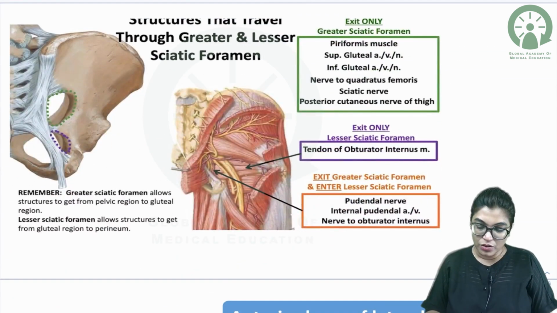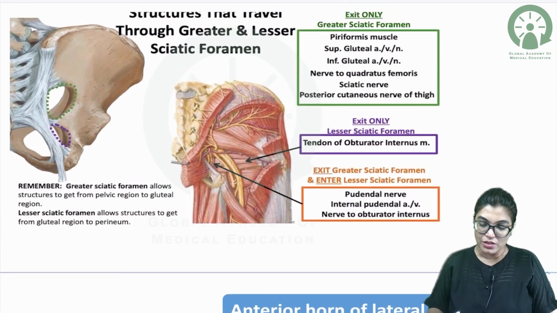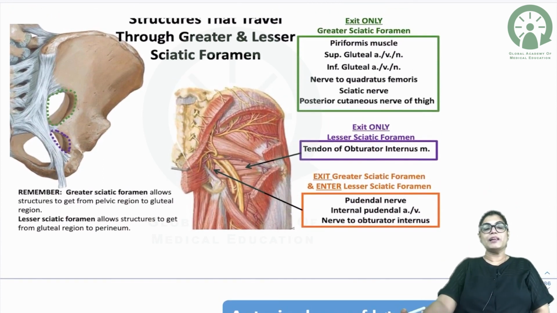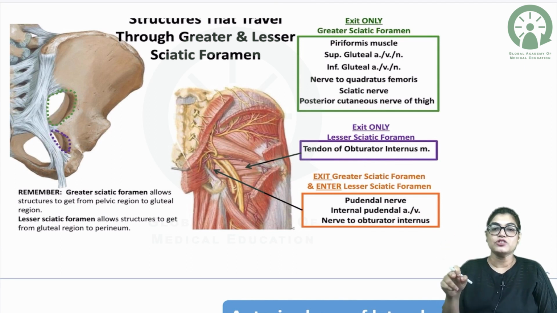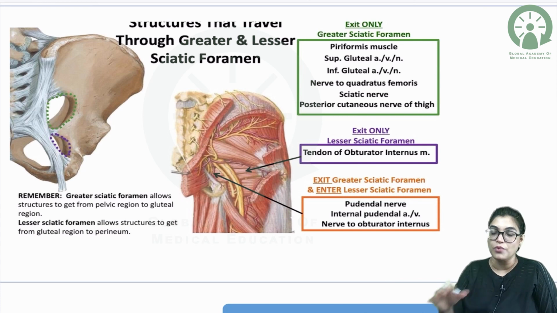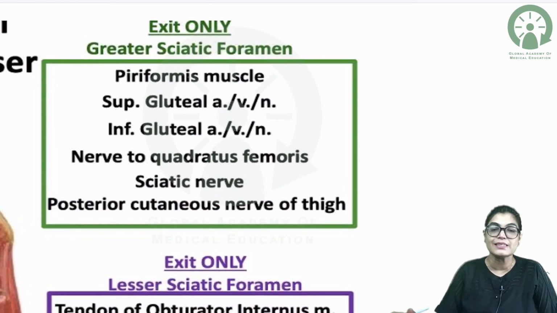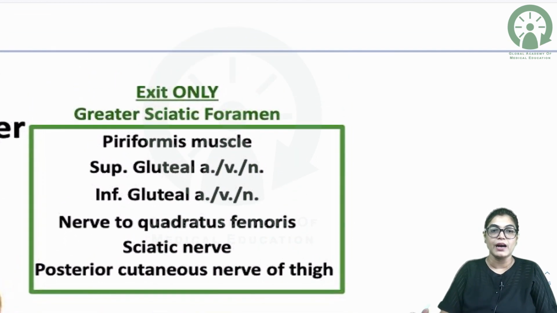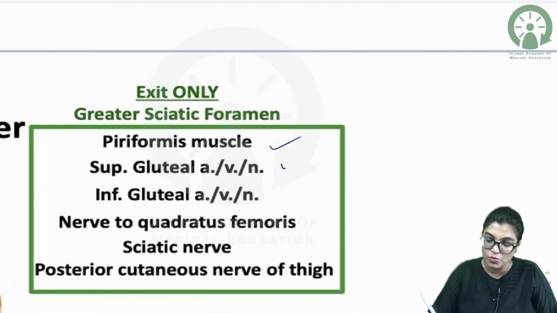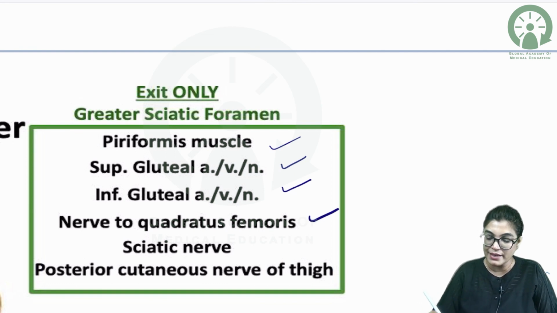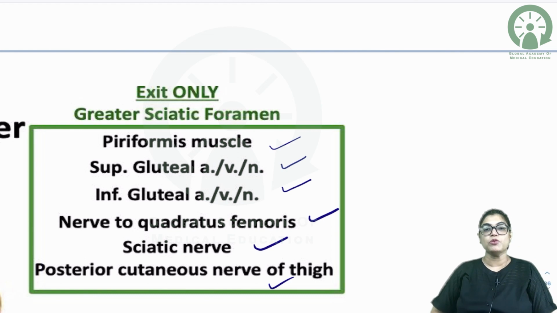Now, I have included this because you can see the structures traversing the greater sciatic foramen, the lesser sciatic foramen, and those exiting the greater sciatic and then entering the lesser sciatic foramen. So you have to know the details of all this. Please note down the structures exiting from the greater sciatic foramen: piriformis muscle, superior gluteal nerves and vessels, inferior gluteal nerves and vessels, nerve to quadratus femoris, sciatic and posterior femoral cutaneous nerve.